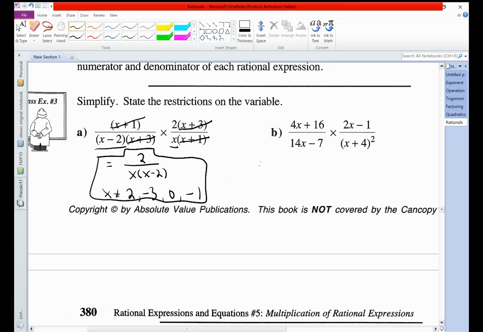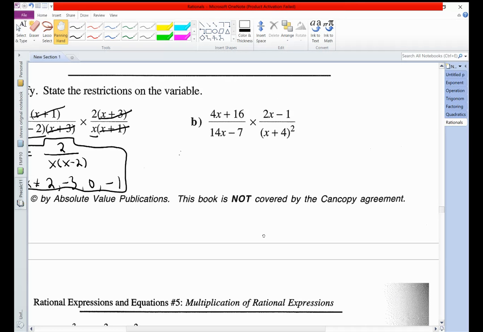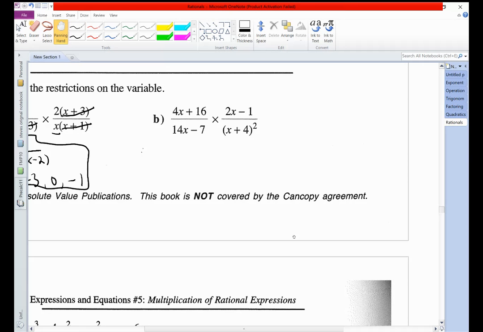So on the next one, we have to do a little bit of factoring, but nothing too tricky. So what I'm going to do is rewrite this equation. So let's deal with the top left term here. We have 4x plus 16. So we can factor a 4 out, and we're left with x plus 4. And in the bottom, we have 14x minus 7, so I can factor a 7 out, and I'm left with 2x minus 1. And then we're going to multiply by 2x minus 1. We can't cancel that out.